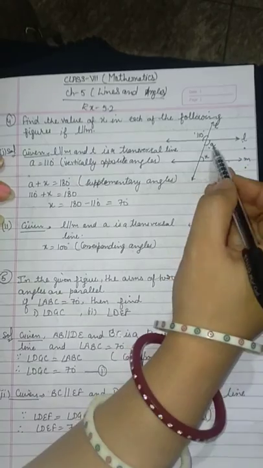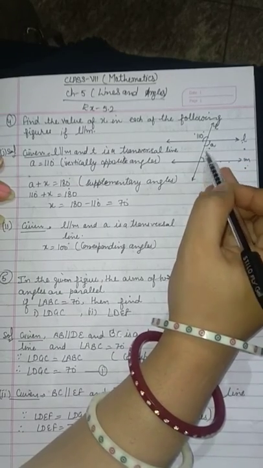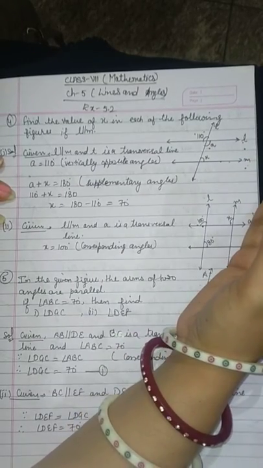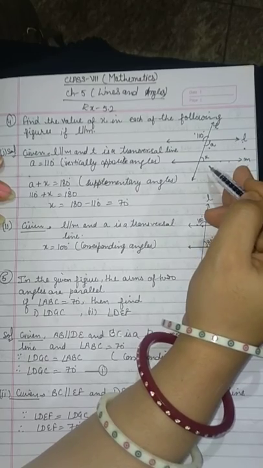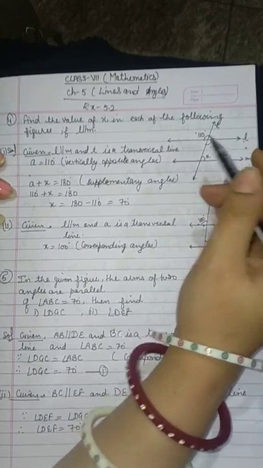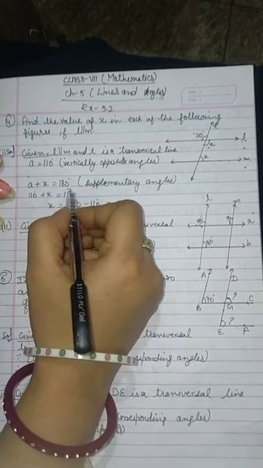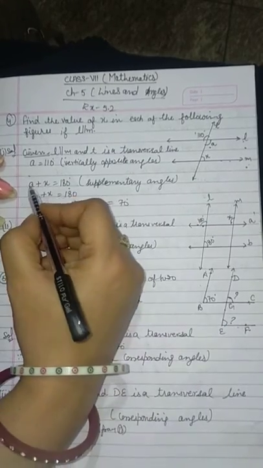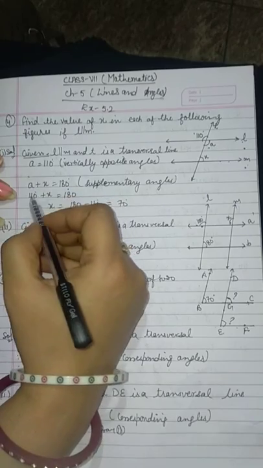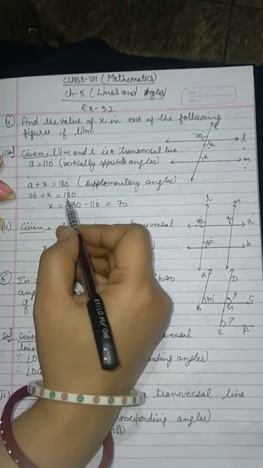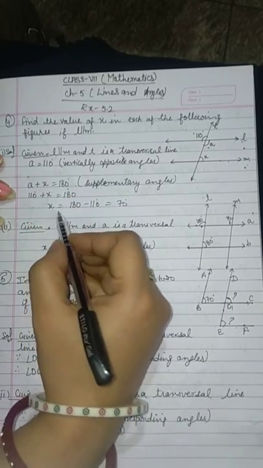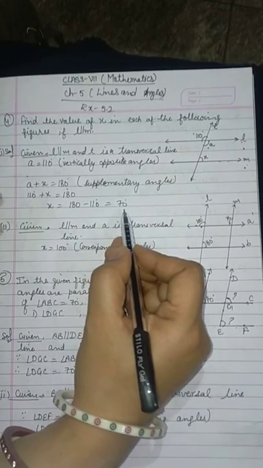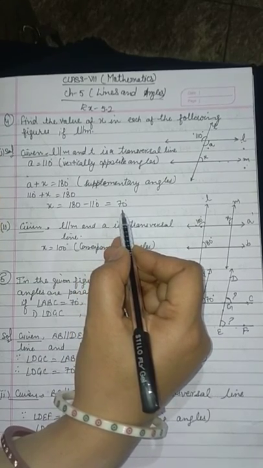Next, both A and X are lying on the same side of a transversal between two parallel lines, so they are supplementary. Therefore A plus X equals 180 degrees because they are supplementary angles. Put the value of A as 110 here, then 110 plus X equals 180. After simplification X becomes 70 degrees, which means the value of X is 70 degrees.